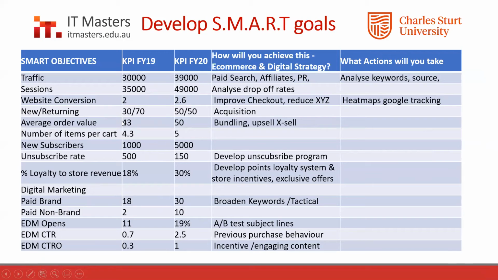We can look at average order value, for example $43. We want to go up to 50, and how you achieve this using e-commerce and digital strategy: bundling, upsell and cross-sell, maybe exit intent as well, new subscribers, and so on and so forth.